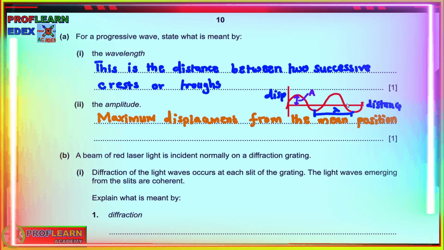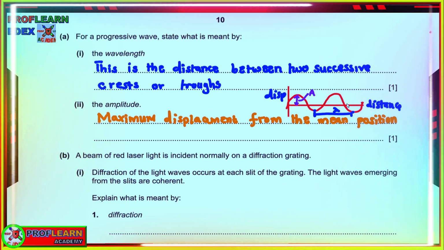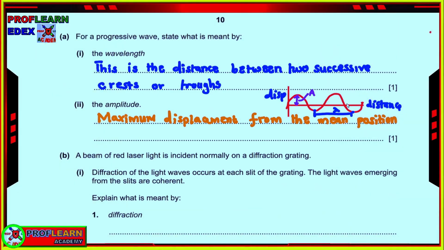For you to get wavelength from this type of graph, it must be a displacement-distance graph. But if it was a displacement-time graph, the distance between two successive crests or troughs is going to give you the period of the wave. So you have to be very careful what you are given on the x-axis.